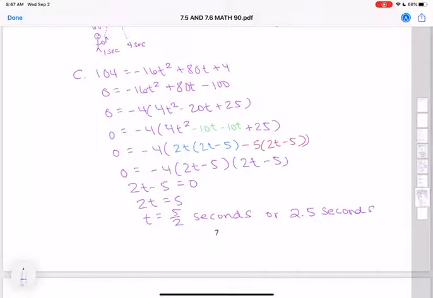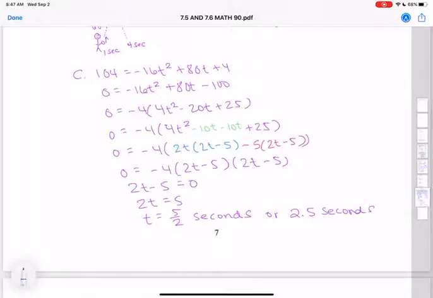All right, so hopefully you got the same thing. I plugged in the 104, moved everything over. This time, though, when I factored out my greatest common factor, I was left with a trinomial that had the leading coefficient greater than 1, right? So that meant that I had to break apart the middle term into 4 terms, use factor by grouping, and then finally I ended up with 5/2 seconds.